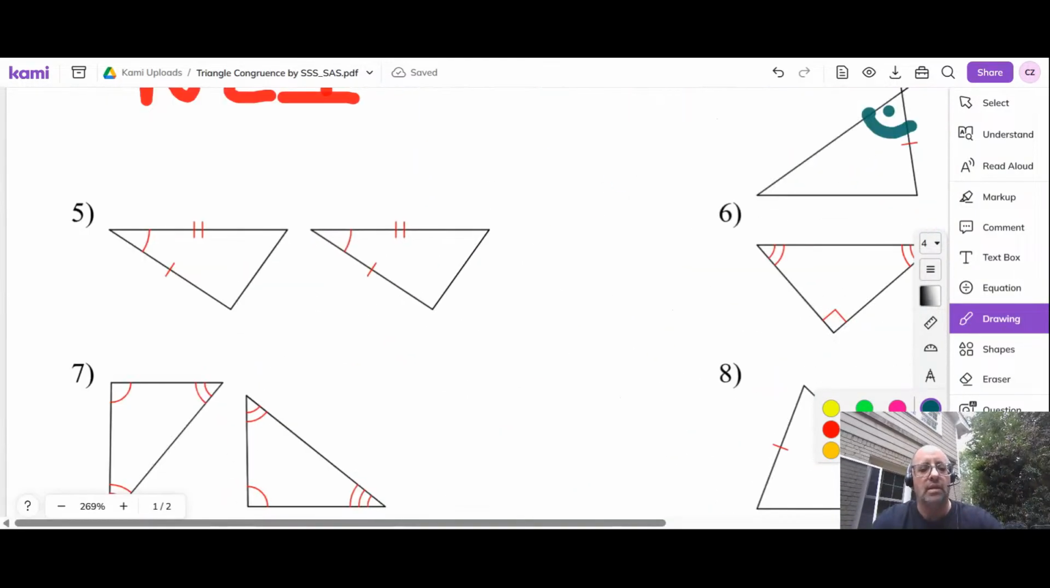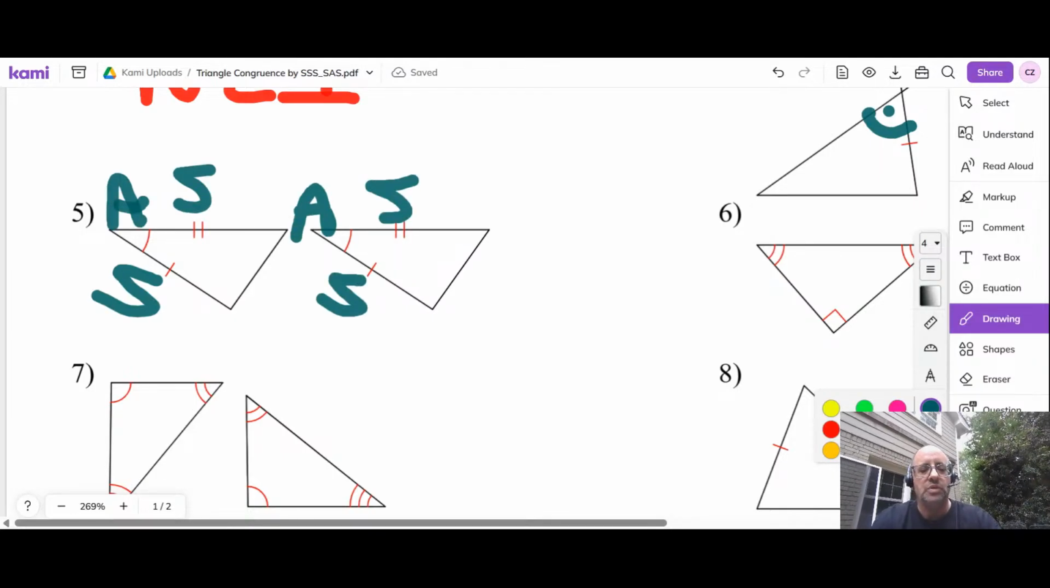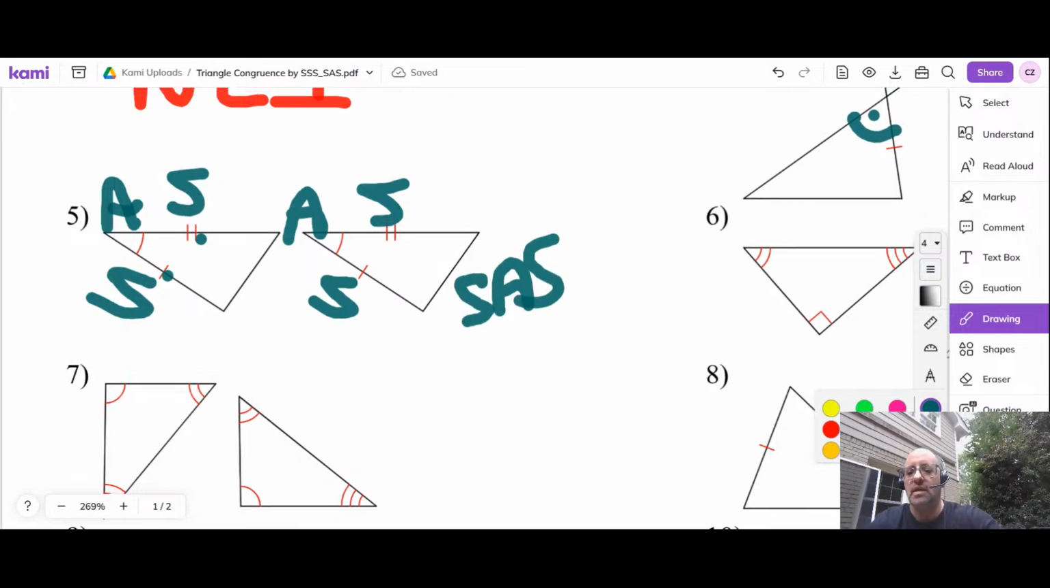Now let's take a look at number 5. I think this one's pretty obvious. We have side, angle, side, side, angle, side. You will also notice that there are two sides marked, so I always start with S for side, side, side, or side angle, side.